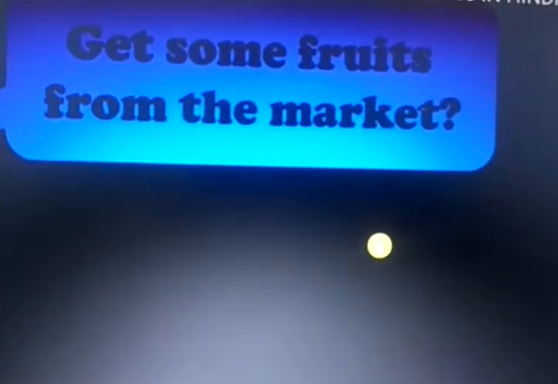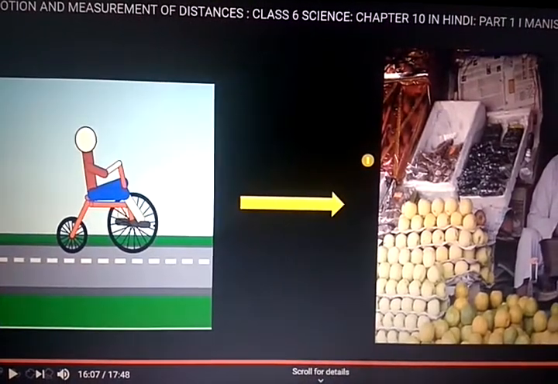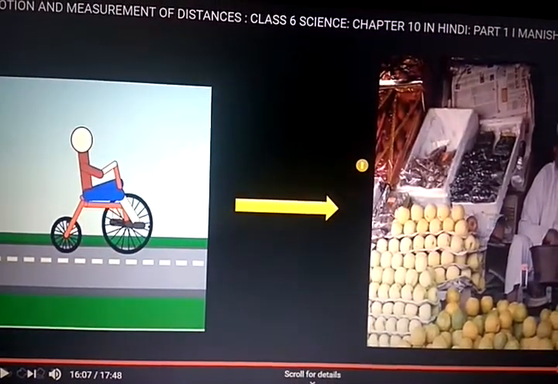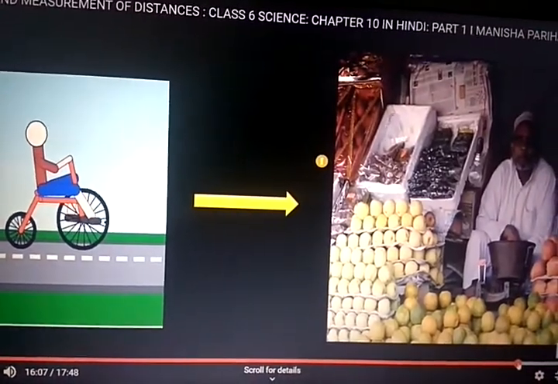Suppose your father tells you to get some fruits from the market. What do you do? You go to the market from your home. So how much distance do you cover? Distance is equal to the total measurement of that path. For that you use a bicycle to move from your home to the fruit shop. Here is a fruit shop, right?